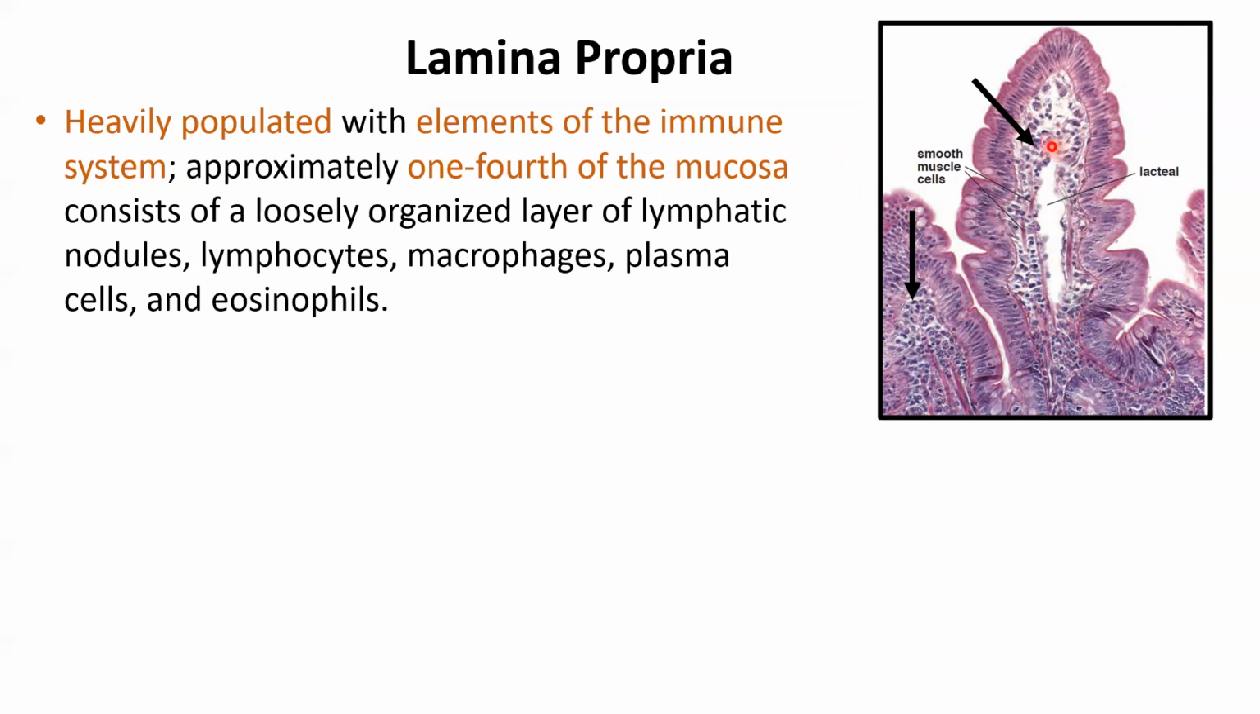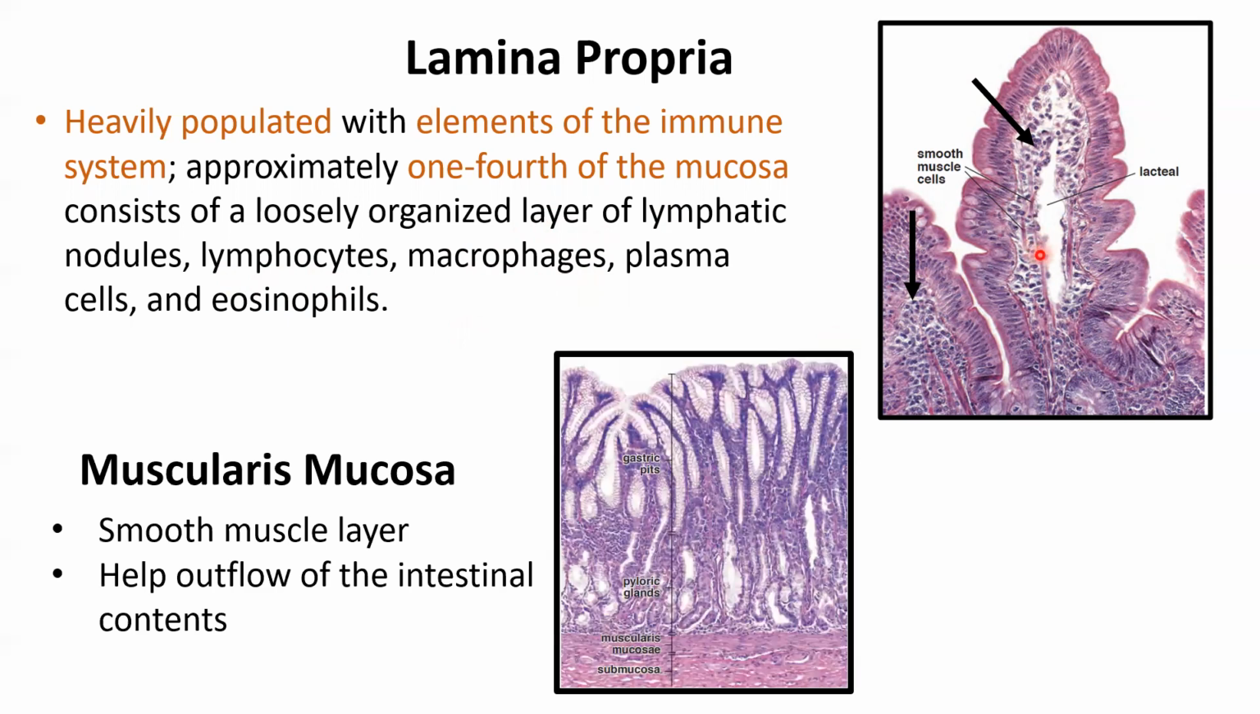One of the reasons is defense. You need a lot of immune cells in your gut. Approximately one quarter of the mucosa consists of this lymphoid tissue. So it's really occupying a big part of the mucosa, including the lymphatic nodules, lymphocytes, macrophages, plasma cells, and eosinophils, all types of immune cells. You don't need to identify them individually, but you need to know the lamina propria in the small intestine contains a lot of lymphocytes and immune cells. Muscularis mucosa, again, nothing different than we have described before.